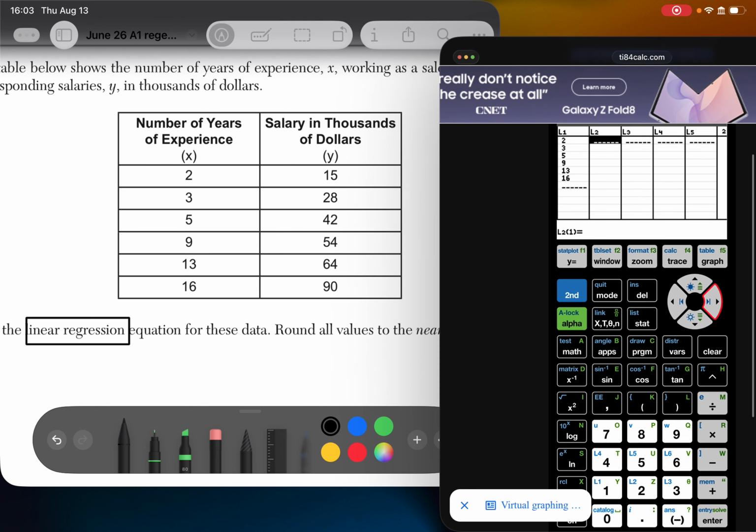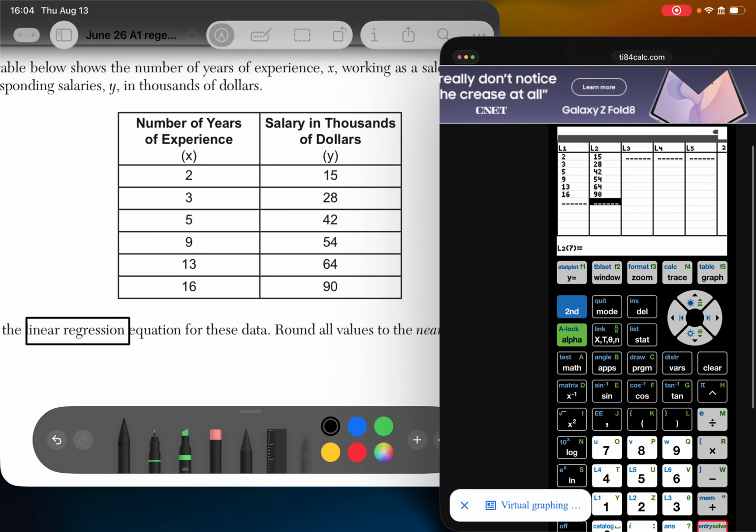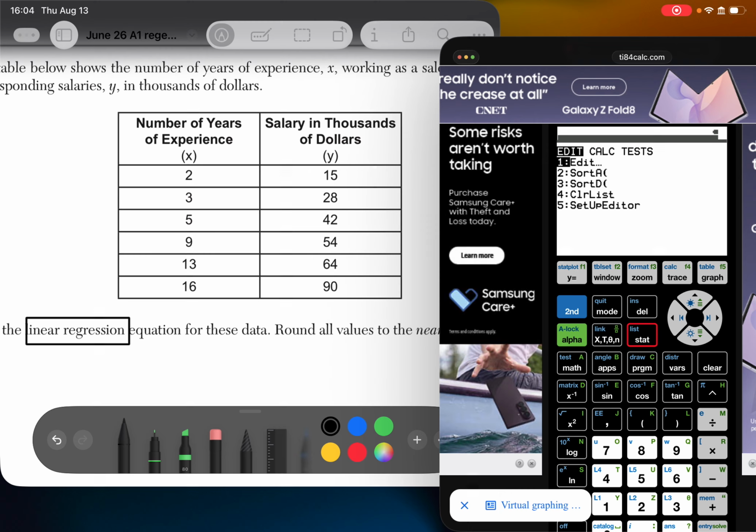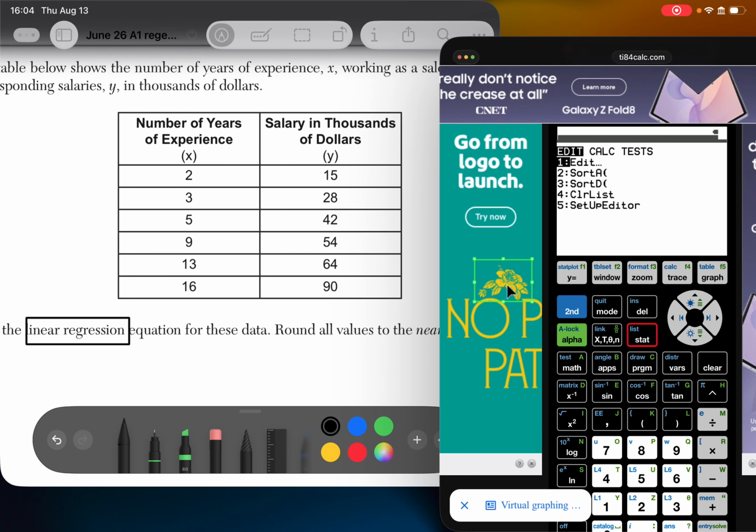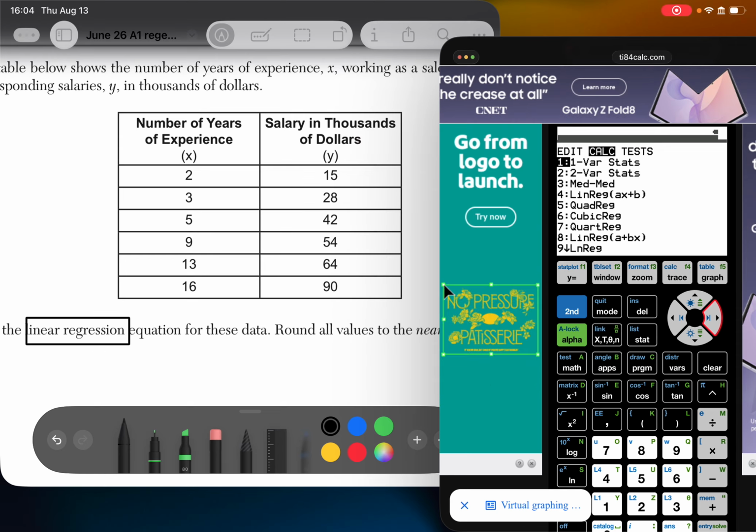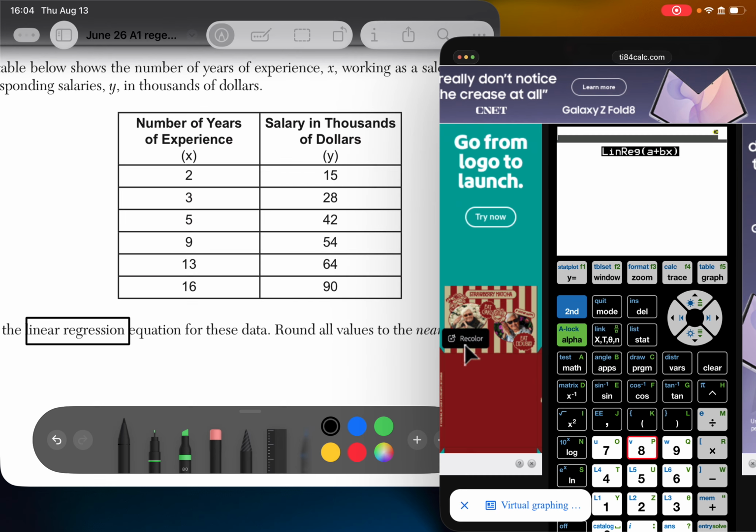We're going to go to L2 and type in our y values, which is 15, 28, 42, 54, 64, and 90. Okay. Once we put in our x and y values for L1 and L2, we're going to go straight back to stat. And instead of hitting edit this time, we're going to go to calc, and then we're going to hit 8 because we want to figure out our linear regression.